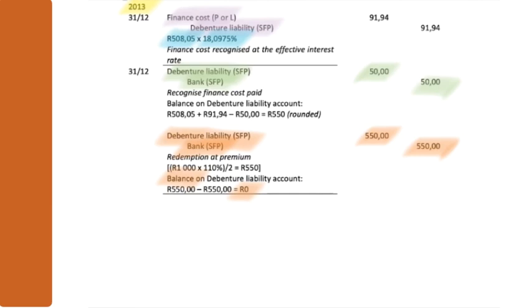What we won't ask you is to do the investment in debenture or the debenture liability note in the financial statements. That you do not need to know because that is a separate IFRS. It's IFRS 7 that only deals with disclosure, and that falls outside the scope for us.